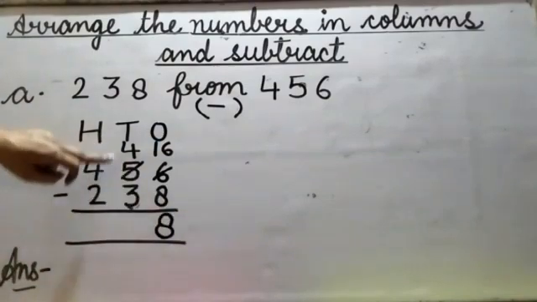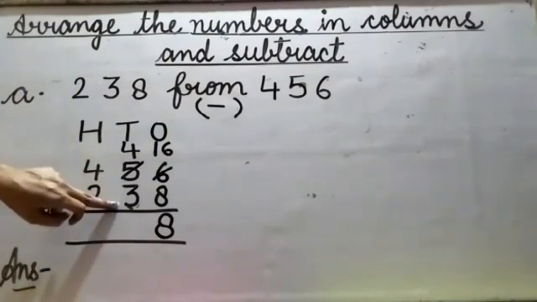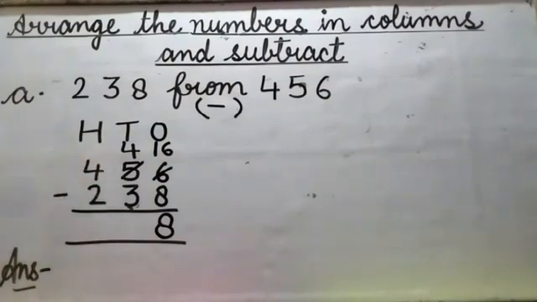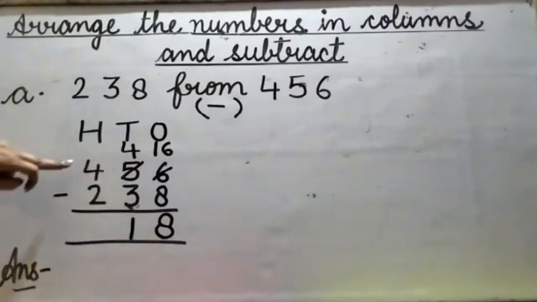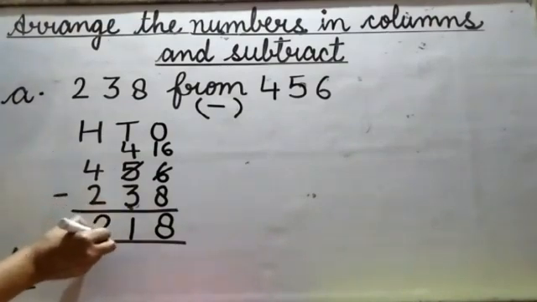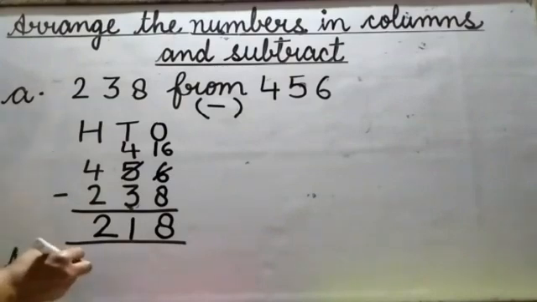Next, 4 minus 3. 4 is bigger than 3. So no need to take borrow. 4 minus 3 is equal to 1. And 4 minus 2 is equal to 2. So the answer we get is 218.